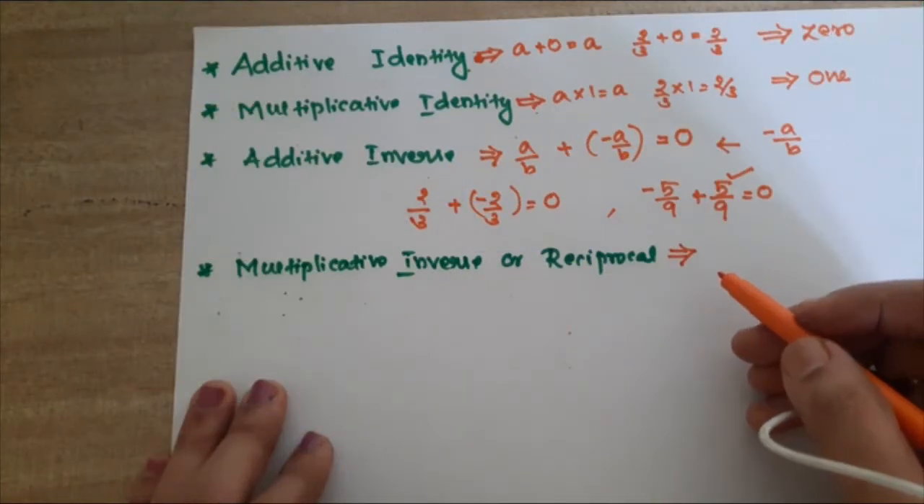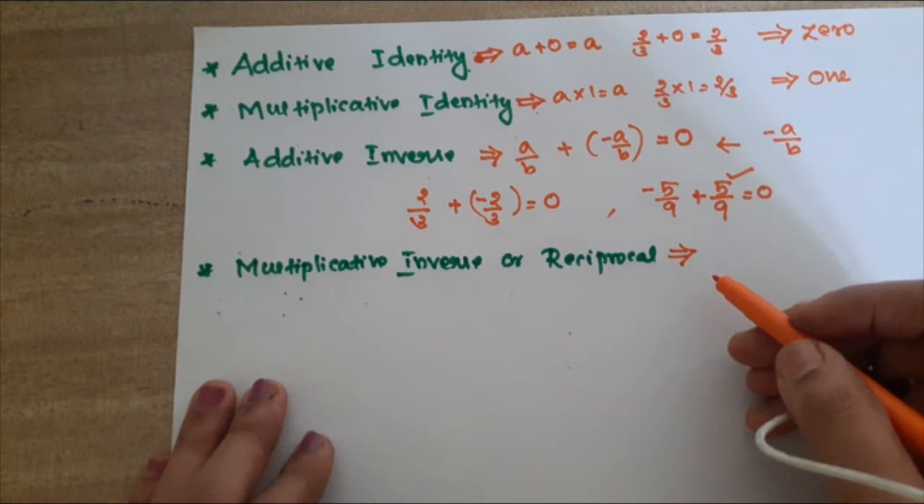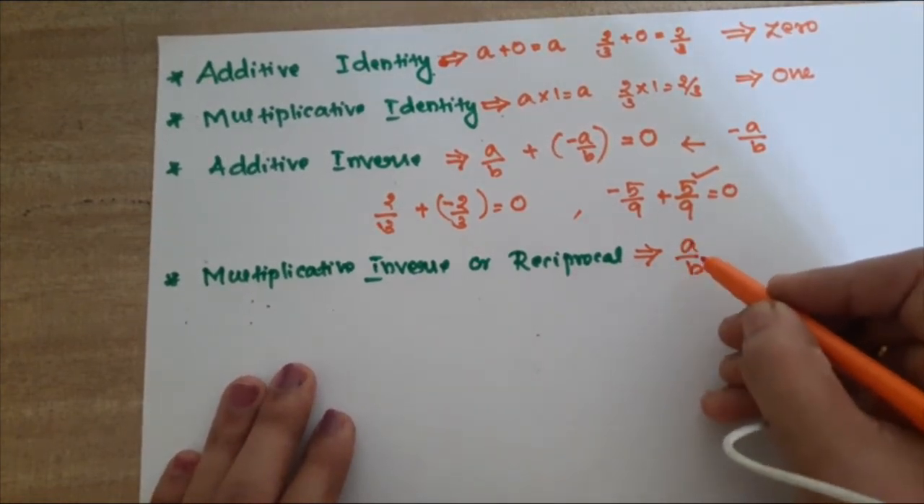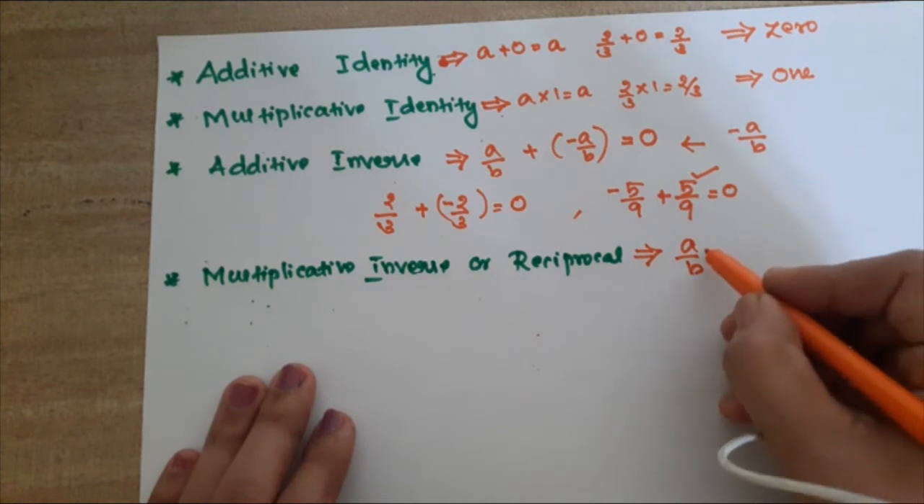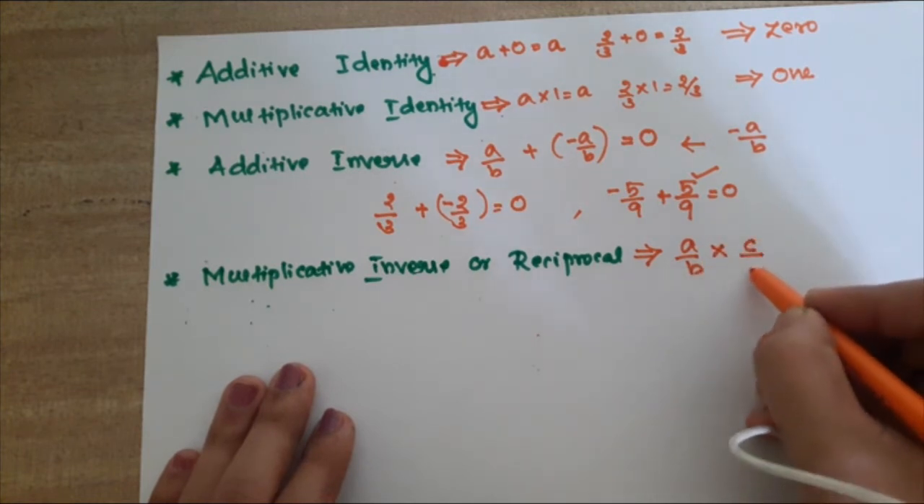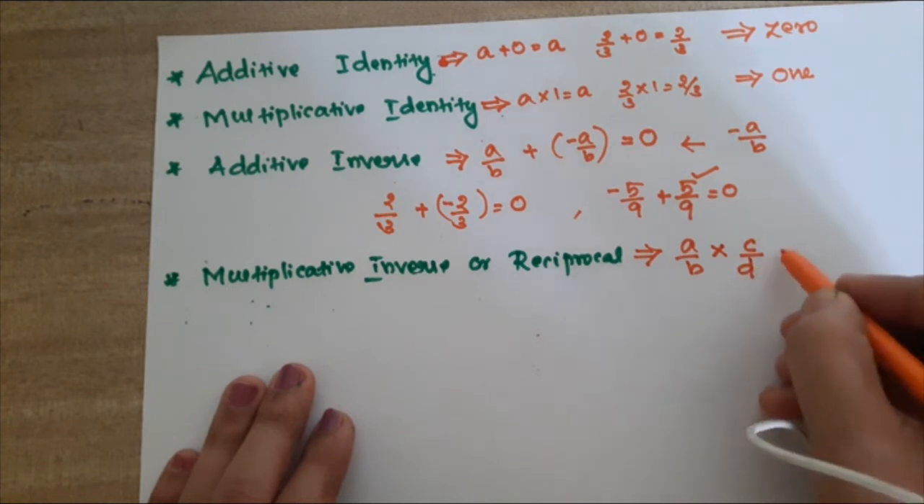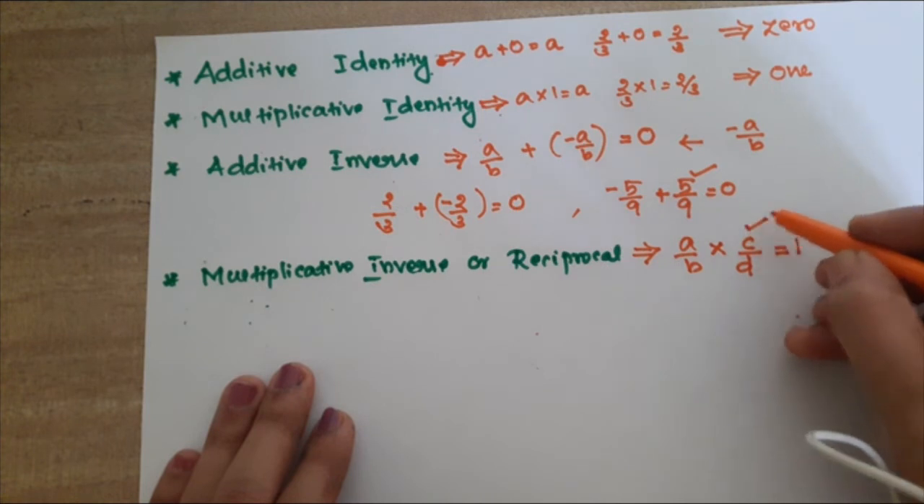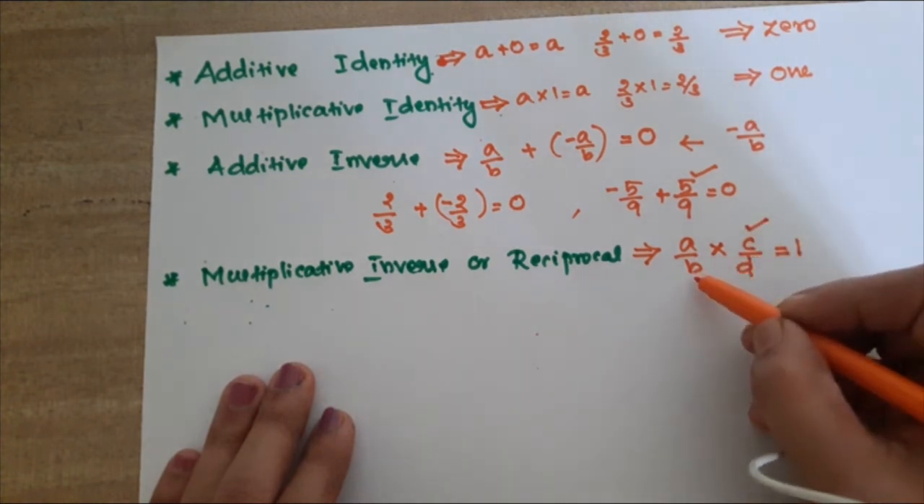Next is the multiplicative inverse, or the reciprocal. How can we write this multiplicative inverse or reciprocal? Consider the number a by b. When we multiply this a by b with another number, say c by d, and we get the number 1, then this c by d is the multiplicative inverse of this a by b.